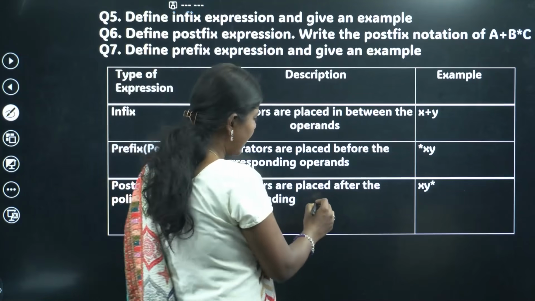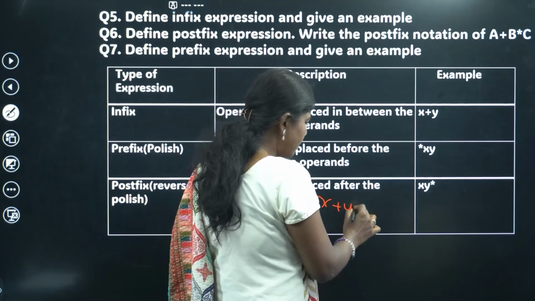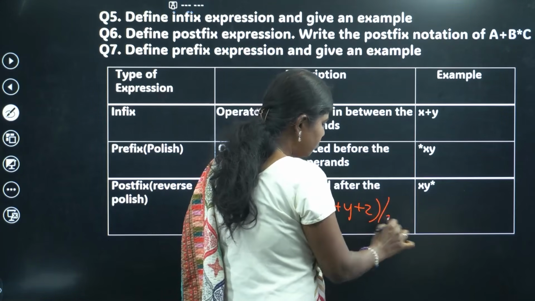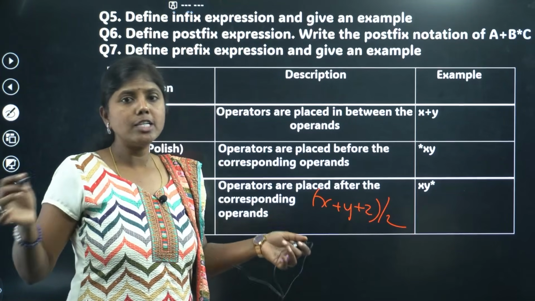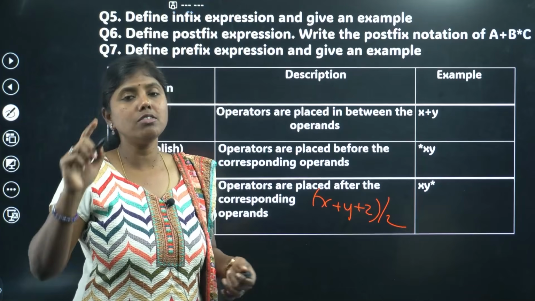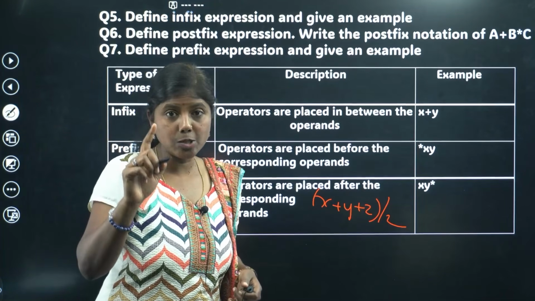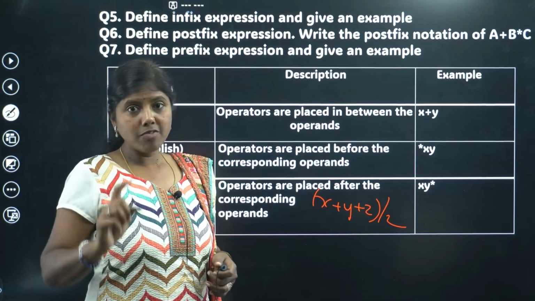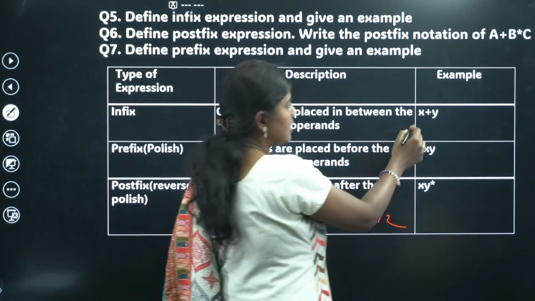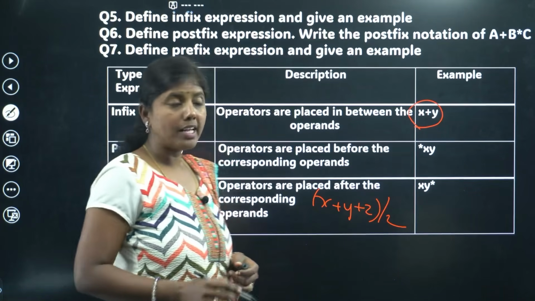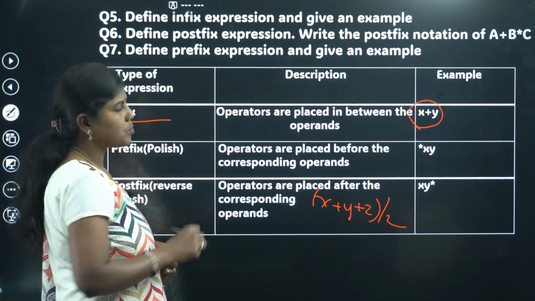We have an example like x plus y plus z divided by 2. This is an expression. A combination of operators, operands, and parentheses which, when evaluated, results in a single value is called an expression. What is an infix expression? If the operator is present in between the operands, like x plus y, it's called an infix expression.